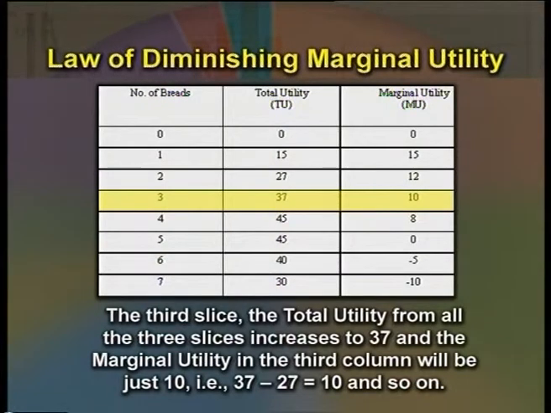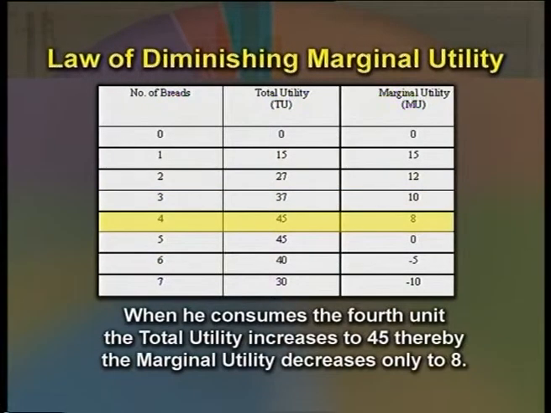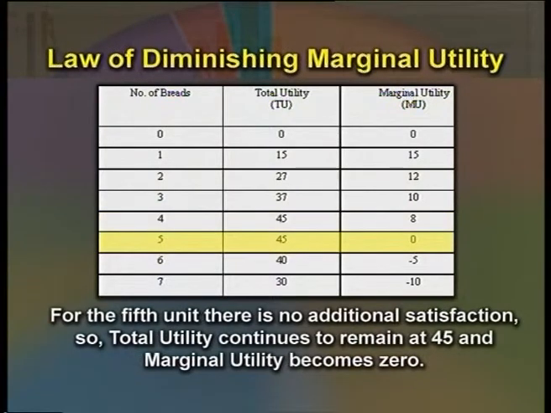When you go down, when he consumes more and more, for example, when he consumes the 4th unit, the total utility increases to 45, thereby marginal utility decreases only to 8, and for the 5th unit there is no additional satisfaction, so it continues to remain at 45, total utility continues to remain at 45, and marginal utility becomes 0.